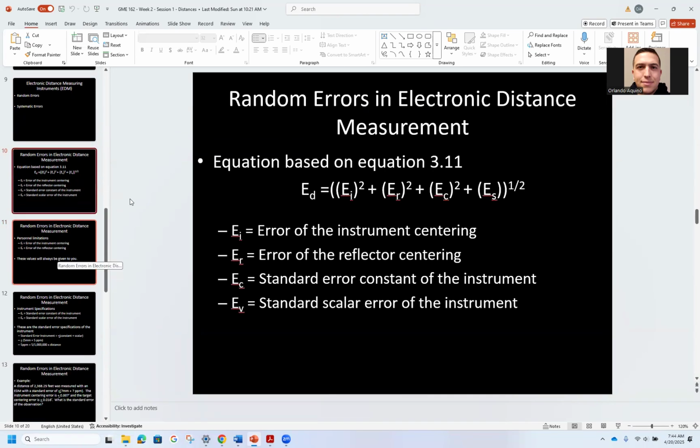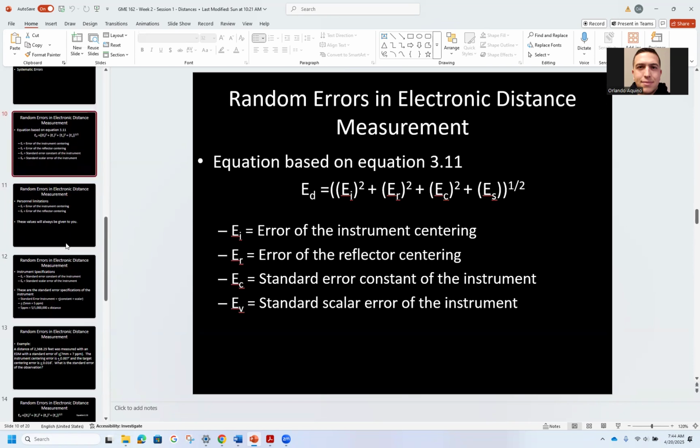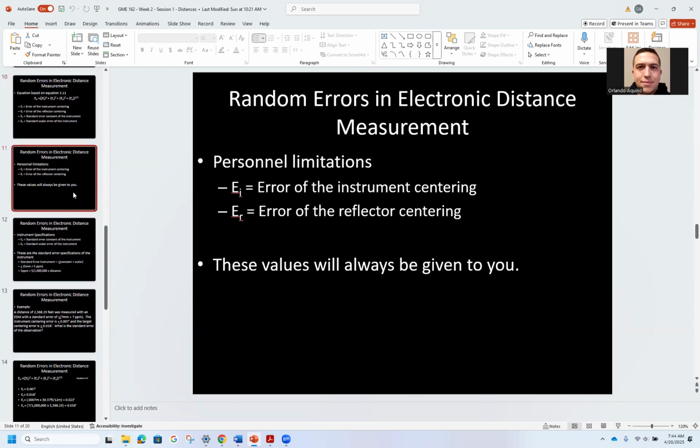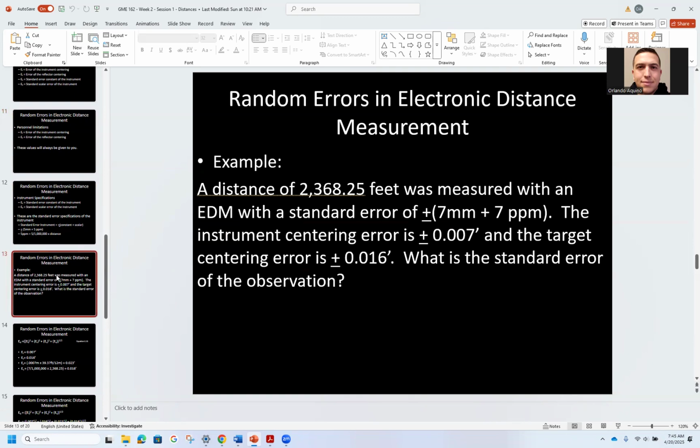So again, you will see those equations posted in that Pearson chapter 6 video. The other part that they will talk about is the instrument, these personal limitations. This is how well the instrument person can set up over point A, and R is the rod person, how well they can center their prism on point B. And again, these values are given to you in any type of situation.